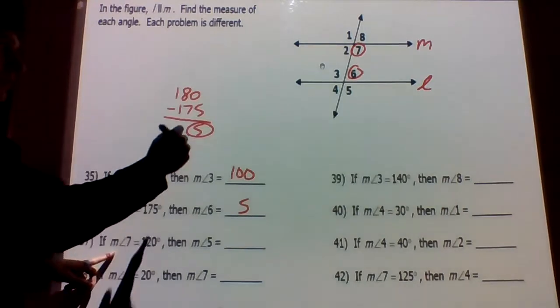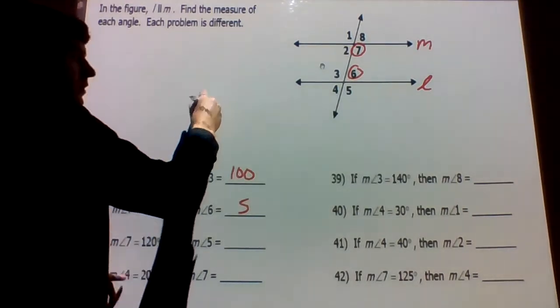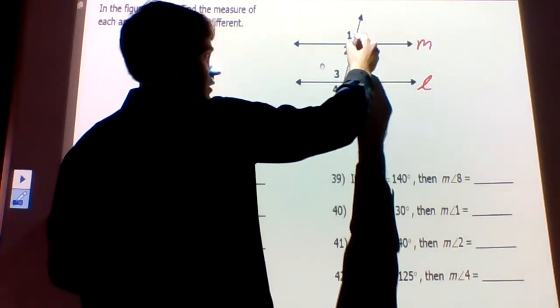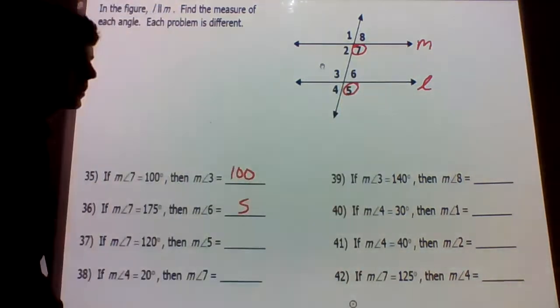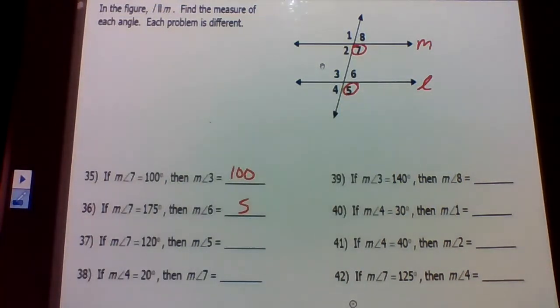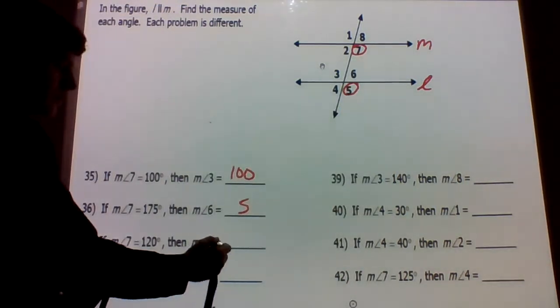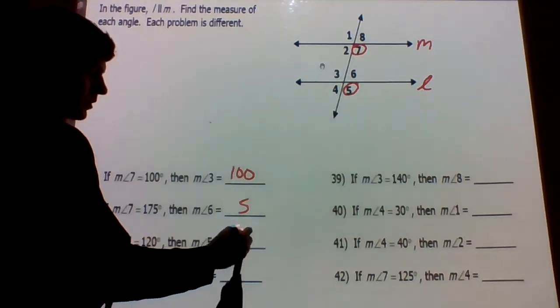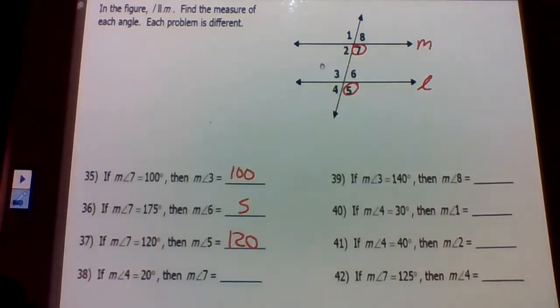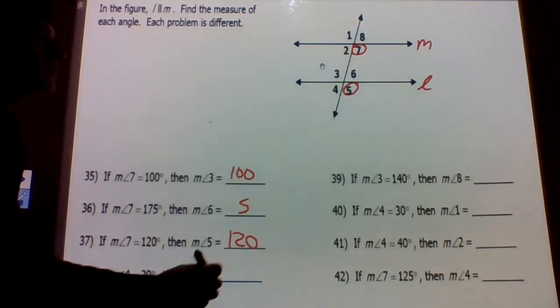Next one is 7 and 5. Okay, those are corresponding angles. Since the lines are parallel, we know the corresponding angles are going to be congruent. So the measure of angle 5 is going to be the same as the measure of angle 7, which is 120 degrees.